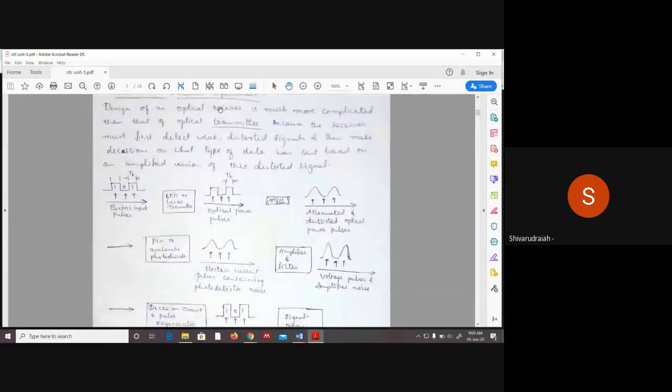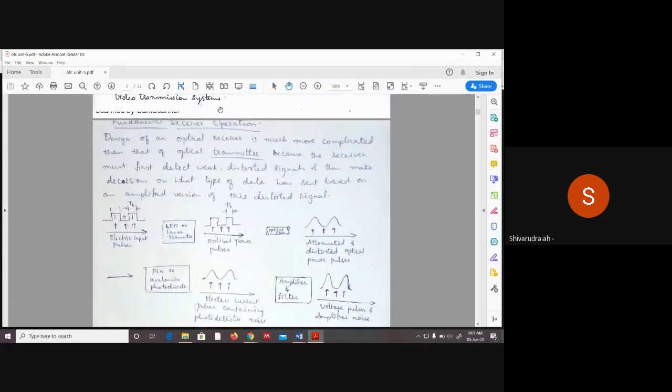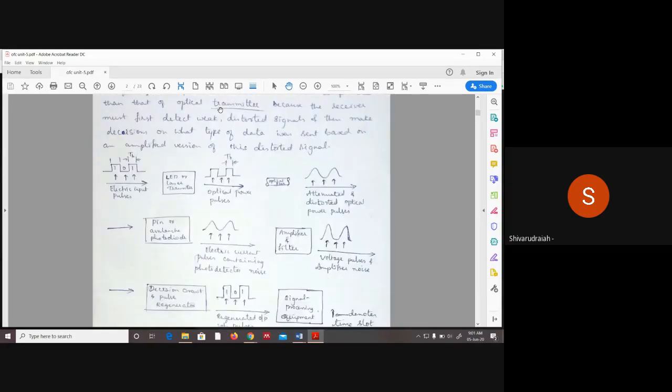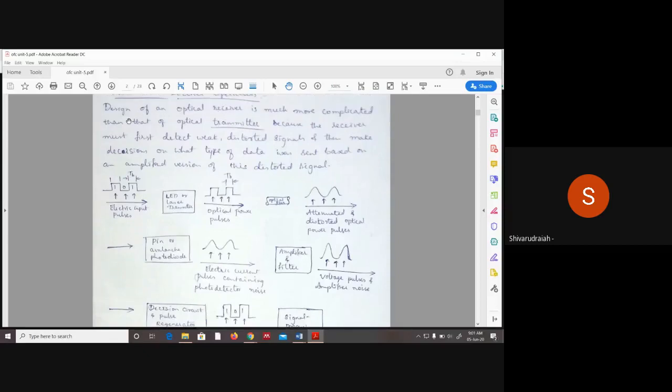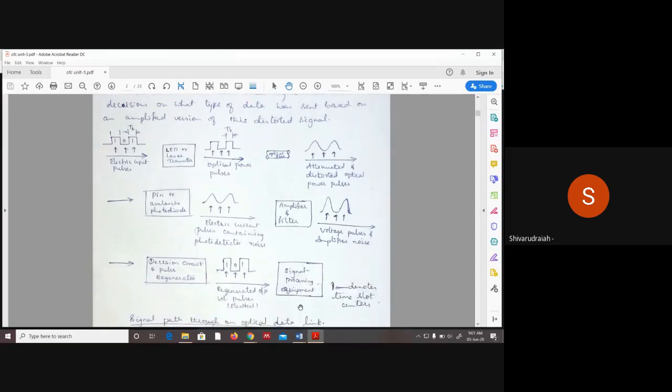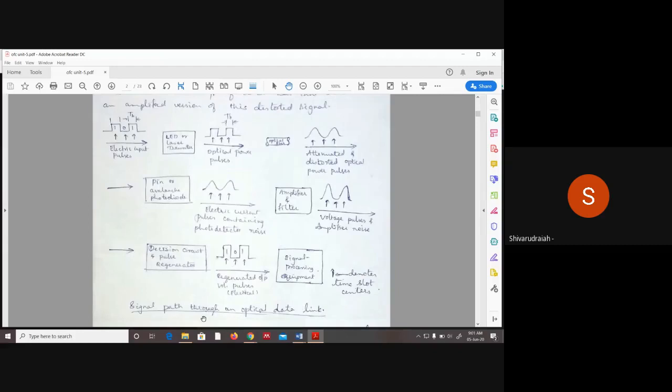Okay, so let me understand the fundamental receiver operation here with the help of this flow diagram. What this flow diagram says is it starts from the transmitter, goes through the communication channel, and also covers the receiver. So this entire flow diagram, or signal path, through the optical data link. You can just go through it here in the block diagram or the signal path diagram.